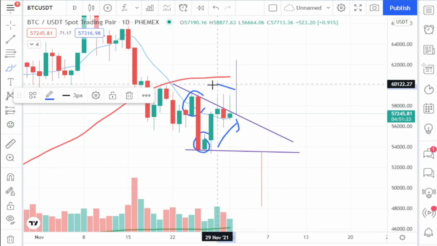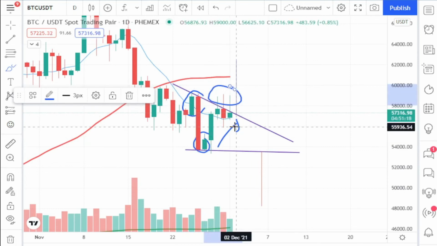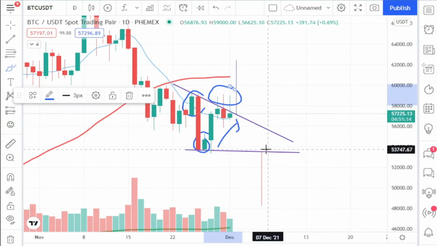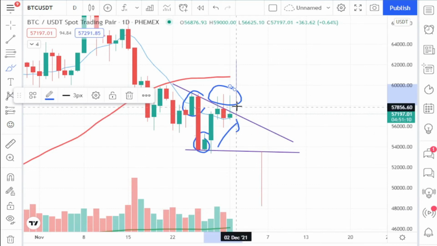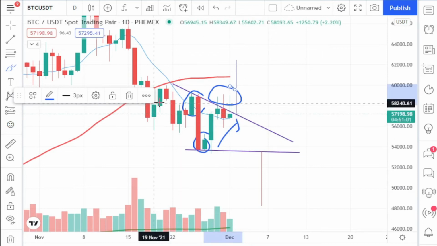But you can also see a lot of wicks here. That's why I say that if Bitcoin closes the day on the daily, which we are 4 hours away from closing on the daily, if we close on the daily below this support, this resistance line right here, then it is not so much of a good sign for Bitcoin.